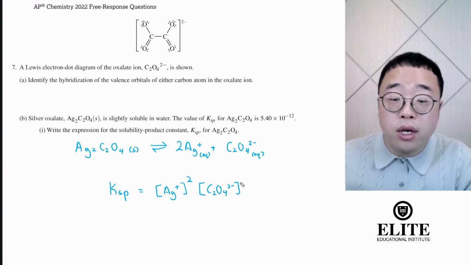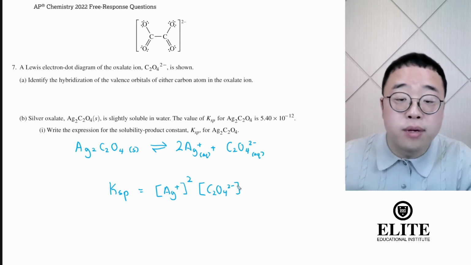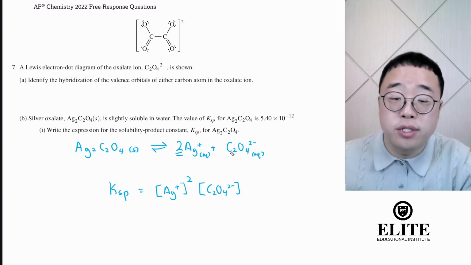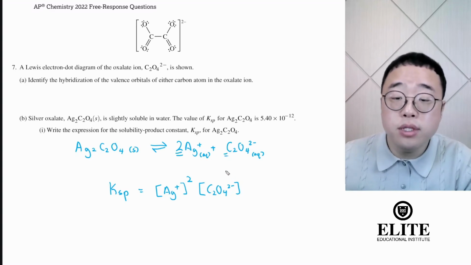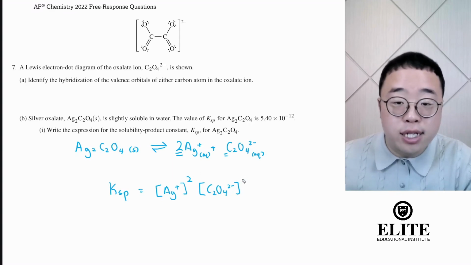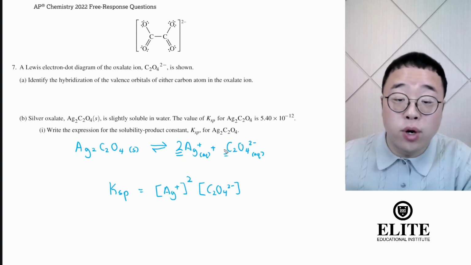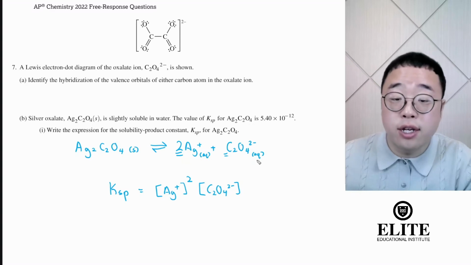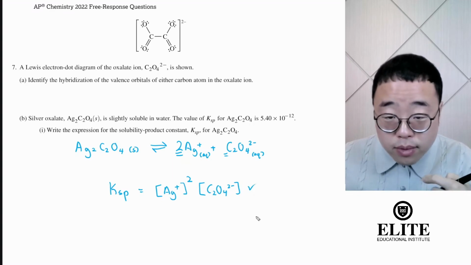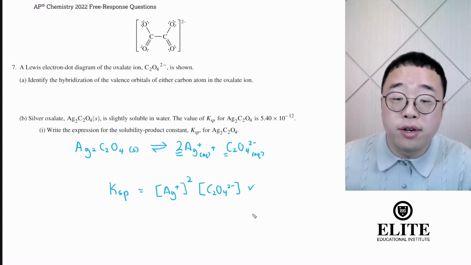The reason why there's an exponent of 2 and then a hidden exponent of 1 for each of the products is because of the coefficients. Since there's a coefficient of 2, the exponent here would be 2. Since there's an exponent of 1 here, it corresponds to a coefficient of 1 in front of the oxalate ion. So this would be our final answer for the solubility product constant for silver oxalate.